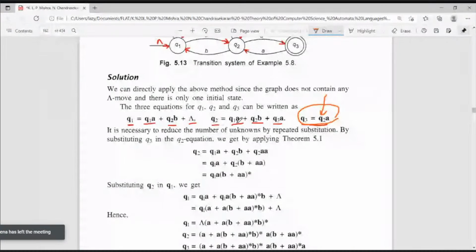q2 is equal to q1a plus q2b plus q2a. If you take q2 common, then you will get q2(b plus aa). This can be rewritten in this form by using Arden's theorem. So what is Arden's theorem? Arden's theorem says that R is equal to QP asterisk.